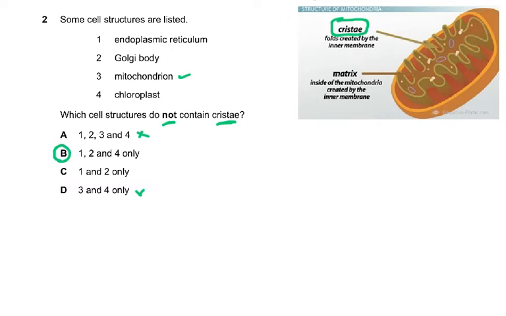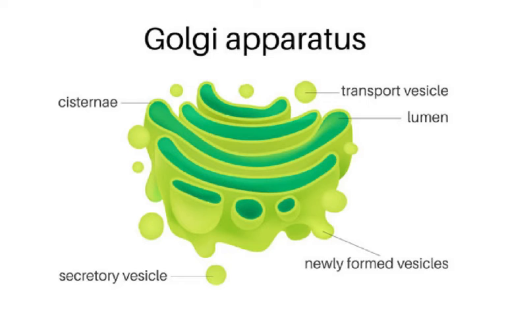1 and 2 are Golgi and endoplasmic reticulum, and those contain cisternae. Now I want you to be very clear about what cisternae and cristae are. They're totally two different things. As you can see here in the Golgi apparatus, we have transport vesicles, then the lumen, then the newly formed vesicles, and then the secretory vesicles. And in this you can see these infoldings, which are called the cisternae. So you must know the difference between cristae and cisternae.